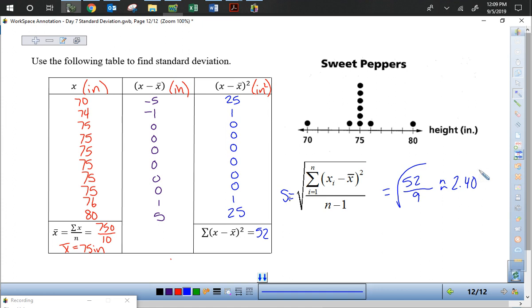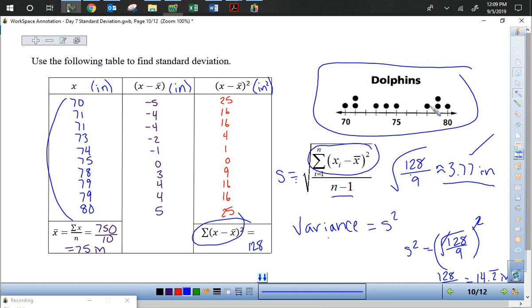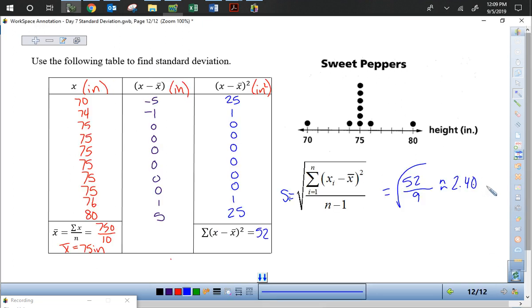So again, it was nice here to look at this in terms of the spread. We said that the dolphins had more spread because there were more numbers that were way out to the sides here, whereas the sweet peppers were all in the middle. So this 2.4 was less than our 3.77 because of those numbers and that spread.